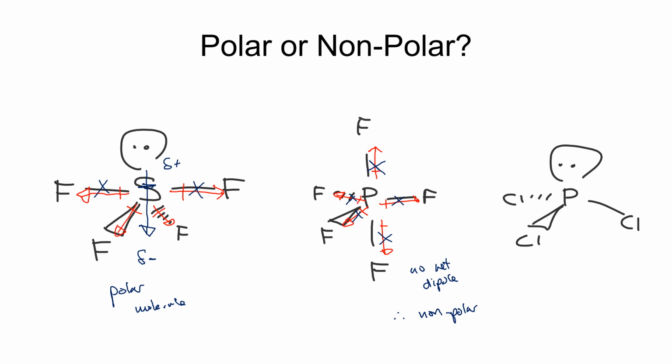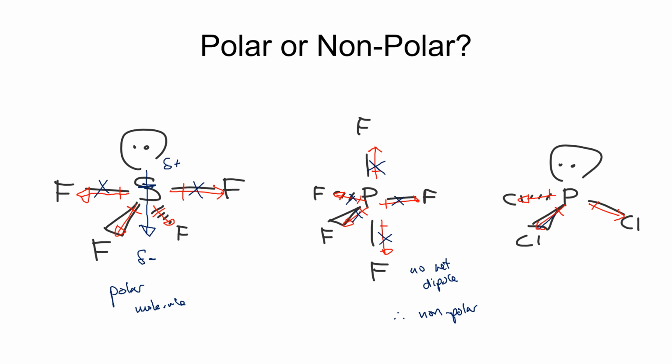Finally, good old PCl3. I think chlorine is slightly more electronegative. Oh, I need my red back. Slightly more electronegative than the phosphorus. And so we'll aim all these out towards there. Remember again, the lone pairs don't have dipoles because there's no other atom there to attract electrons.